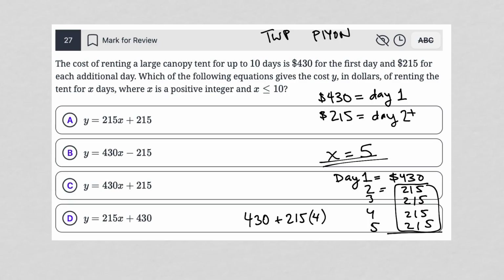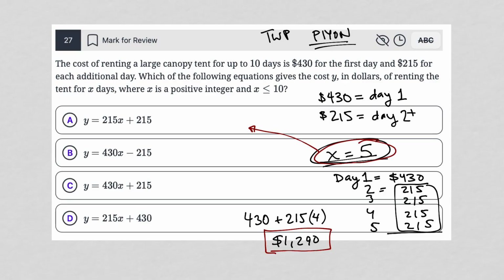So I'm going to do that in my calculator. 215 times 4 plus 430, I get $1,290. So we would spend $1,290 for 5 days. So the second step of plug in your own number is to plug that same number in to the answer choices and see which answer choice matches the answer that we got based upon our expectation.